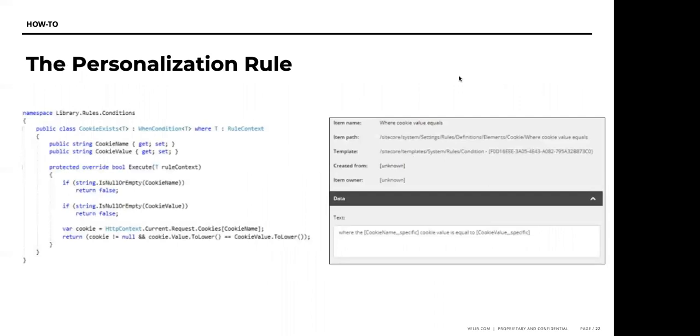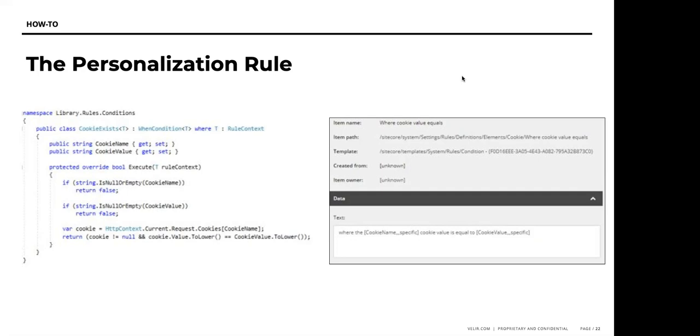So here is the actual personalization rule. It's really a super simple rule. If you look at the picture on the right, that is the condition item in Sitecore. And you can see that the condition is where the cookie name property is equal to a cookie value property. So you recall the screenshot of the cookies that I showed in the earlier slide. Each of my Kickfire cookies had a unique name.